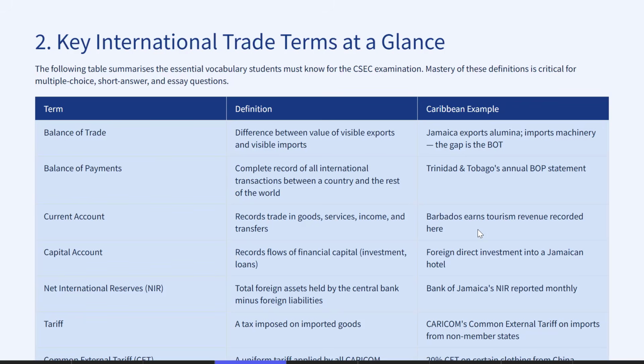So if your exports are more, that means you're selling more than you're buying, so you have a surplus. If your exports are less, that means you're buying more than you're selling, so you have a deficit. You'll understand that, right? Yes, sir.